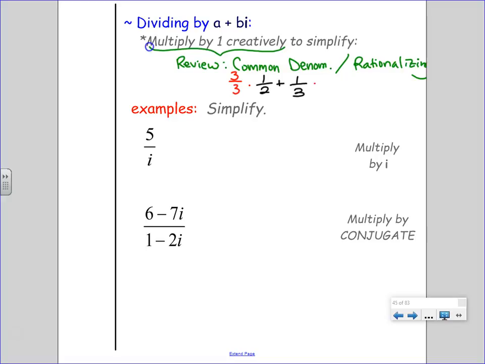So coming over here, I would do the same thing to the other fraction and keep going. That's the common denominator example of how to multiply by 1 creatively. 2/2 and 3/3 both equal 1, but I use them for a very specific reason. One more example of when you multiplied by 1 creatively in the past.